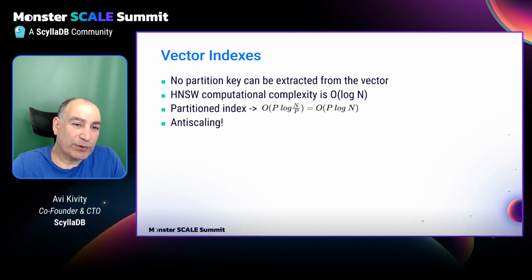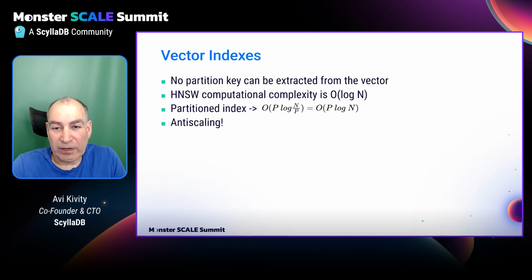So with a vector index, you cannot extract a partition key. The vector itself is not really interesting because you're not searching for the vector itself, you're searching for vectors that are similar to the input vector. So you cannot use the global index example that we used for regular indexes. And the index computational complexity is, I hope no one is surprised, again O(log n). All of those algorithms are O(log n).